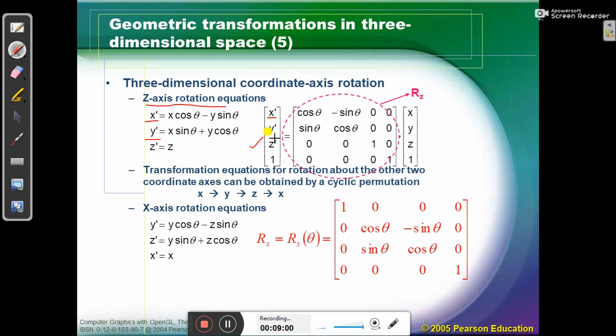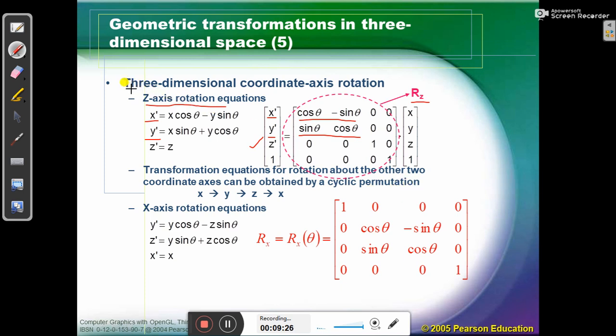That is, x dash and y dash will be multiplied with the rotation factors, which can be calculated using the angle rotated, and if it is positive, it will be like this. So that is Rz. So the transformation equation for rotation about the other two coordinate axes can be obtained by a cyclic permutation.